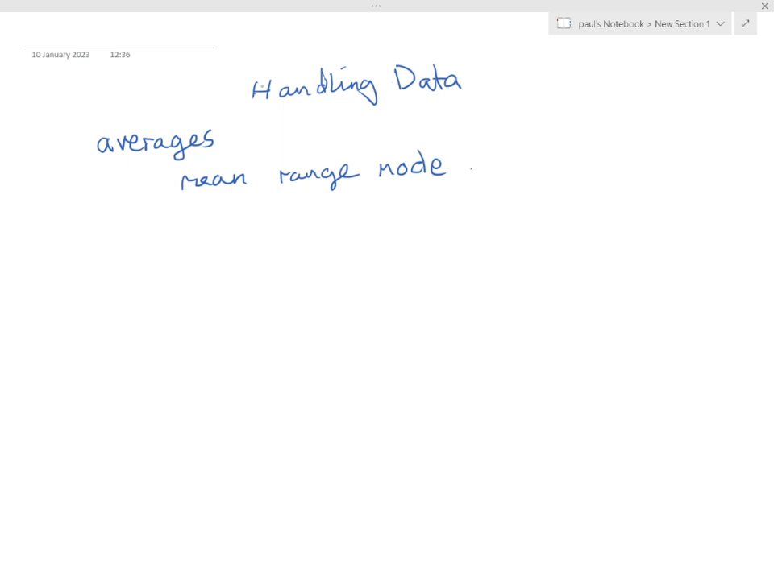Right, hello. This is lesson 12 for the higher paper, and it is called handling data. All sorts of data, information and things, and it's mainly based around averages. The averages we'll be looking at are the mean, the range, the mode, and the median. Not in that order, but okay.